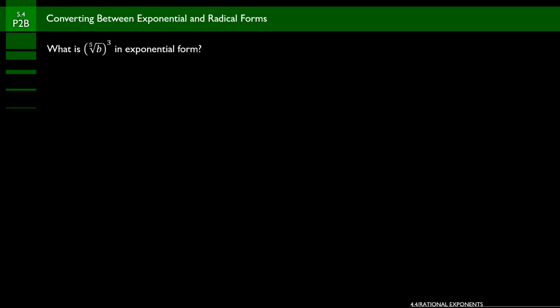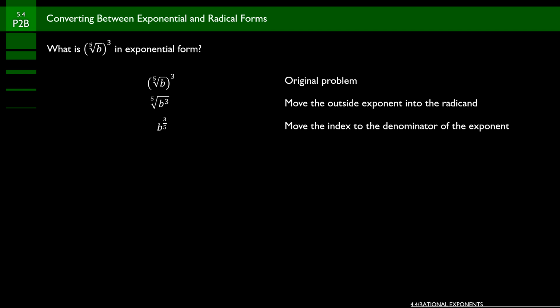Now for problem 2b, we're going to be given a little bit different thing that we haven't seen yet. The 5th root of b, and then that itself is cubed. One of the rules that you need to know is that if you have an exponent on the outside of the parentheses, you can take that and plug it into the radicand. So instead of saying the 5th root of b then raised to the 3rd, you could do the 5th root of b to the 3rd. Once you've got that, you can take the 5, move it up underneath the 3, and that's going to give you b to the 3/5.